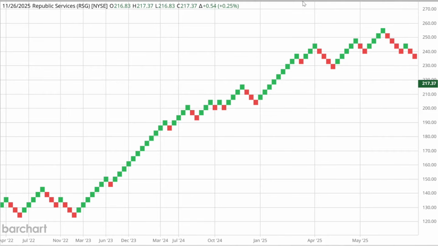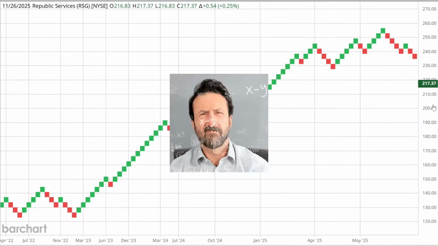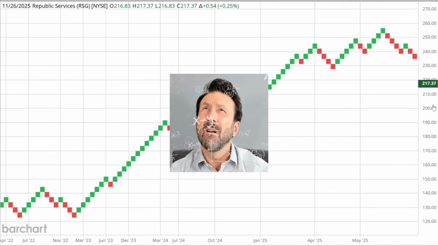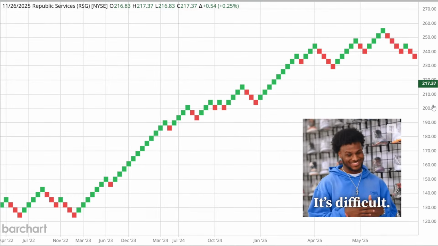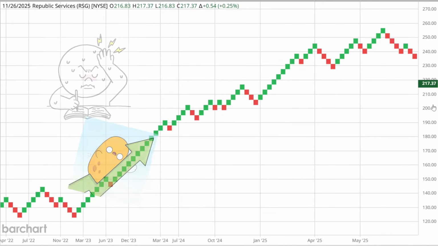Today, I want to talk about something we all experience when analyzing charts with trend lines and support and resistance levels. On paper, the idea seems simple. Draw your lines. Follow your rules. Make confident decisions. But in reality, once the lines are on the chart, new questions appear. Doubts creep in. And suddenly, we feel stuck with even more uncertainty than before. So let's walk through a real example using the Republic Services chart.